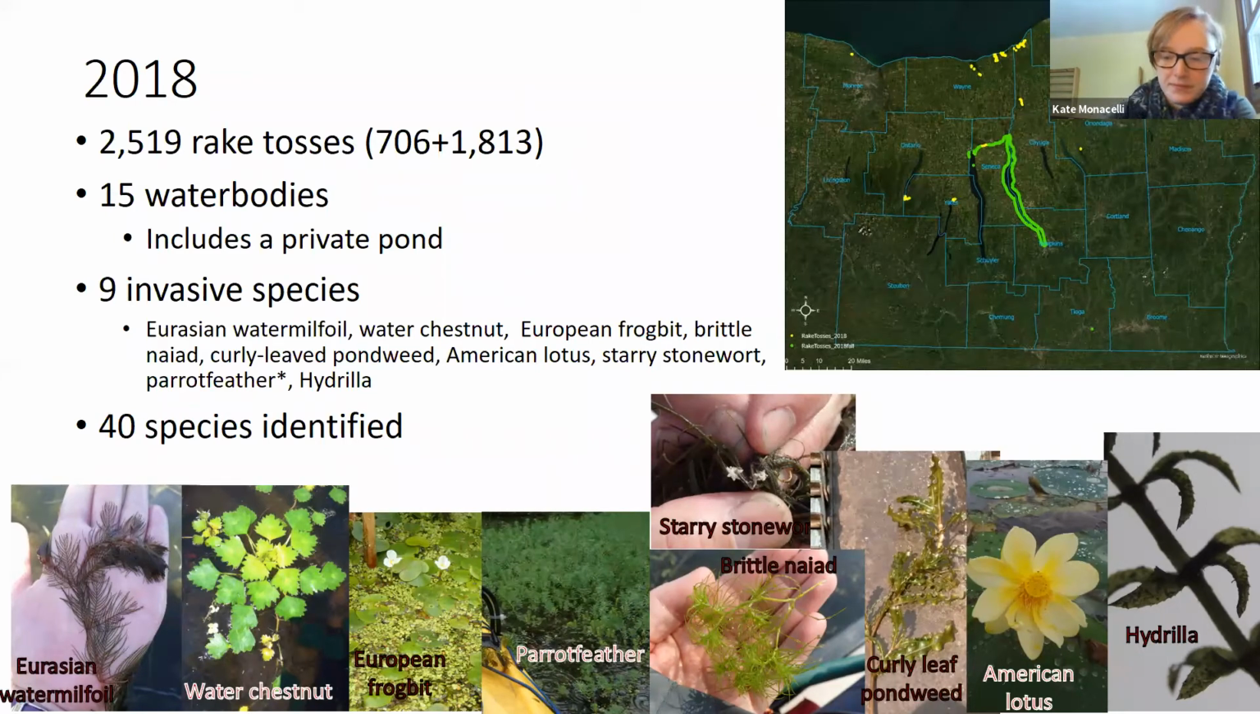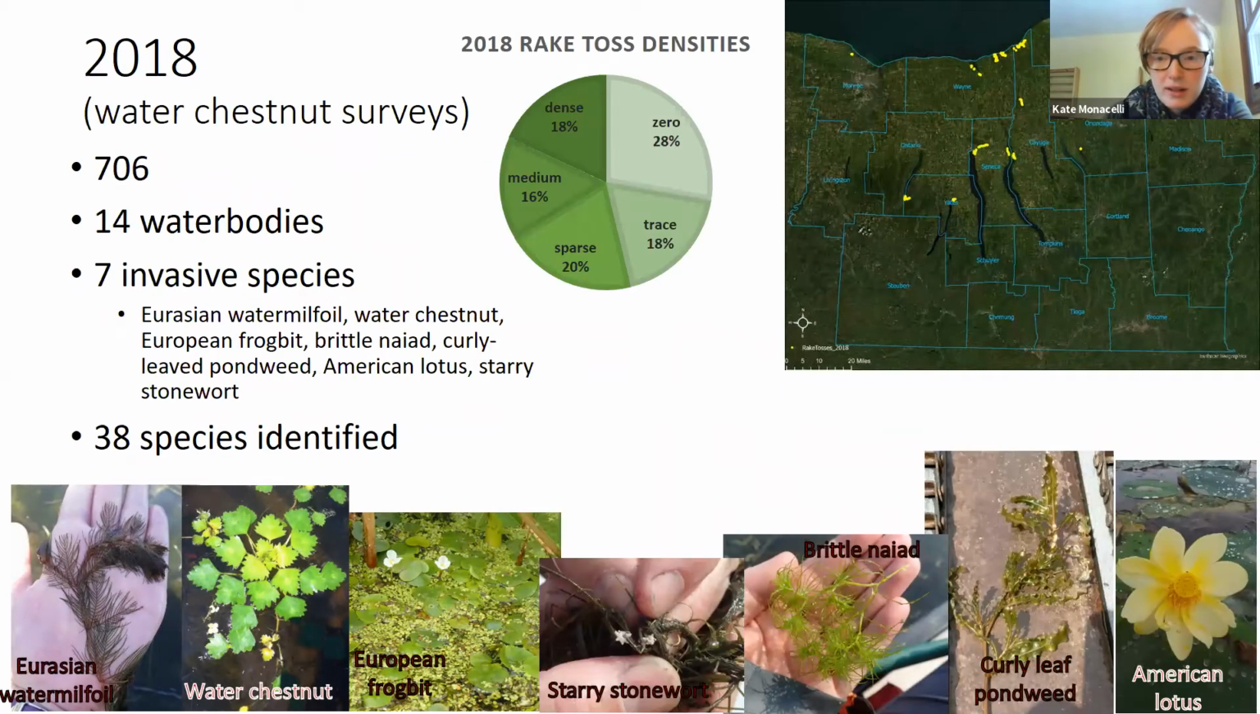And we identified 9 invasive species, and these are the 9 over all of the years that we've consistently identified. And the parrot feather was in that private pond that I mentioned as well, so we haven't seen it across other water bodies. And then in total, we identified 40 macrophytes in 2018. And I did break this apart by survey since we were targeting different areas.